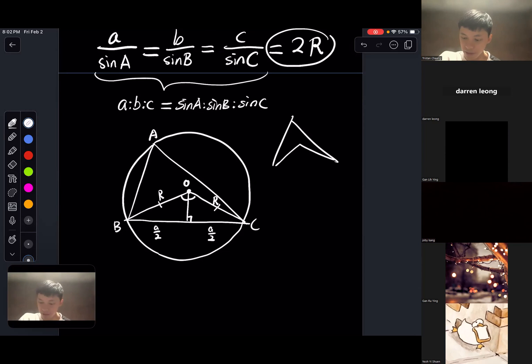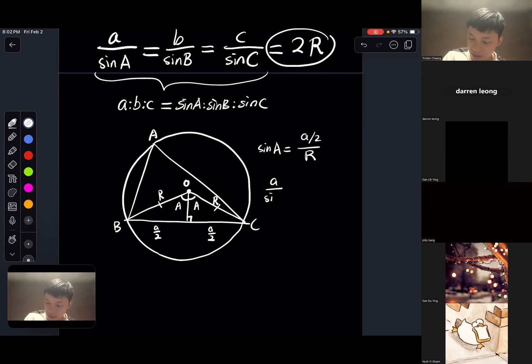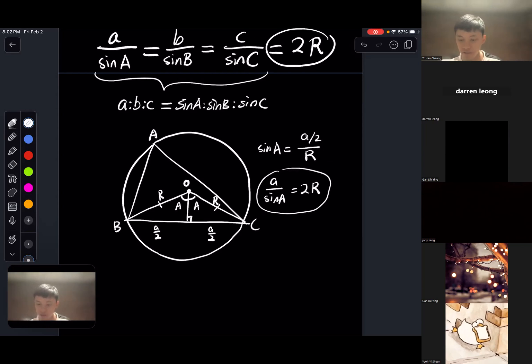Remember this property? The angle at the center is 2 theta when the angle at the circumference is theta. In this case, it's 2A, and we split it in half, which means A and A. So sine A is a over 2 over R. So a over sine A is 2R. Cool. This proves the whole thing, because you can do the same thing for B and for C, and R doesn't change whenever you relabel the vertices.